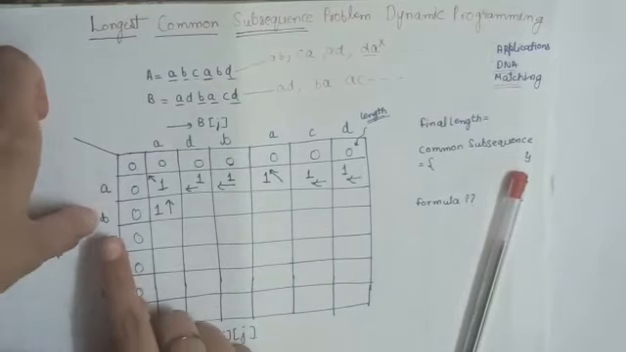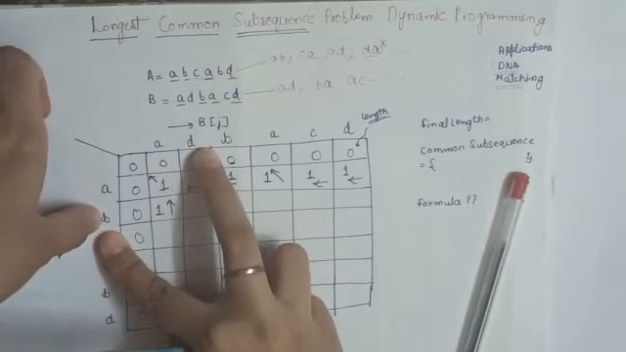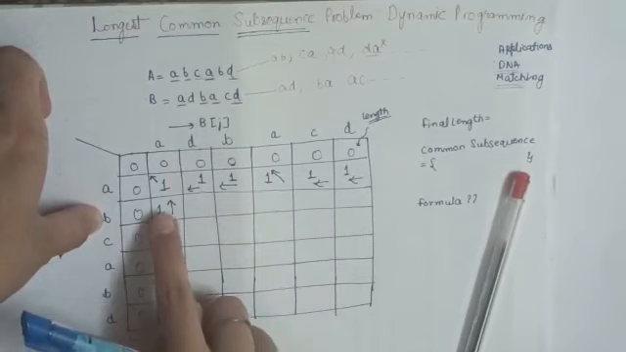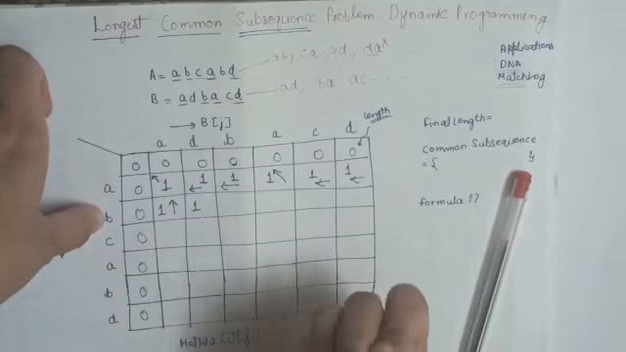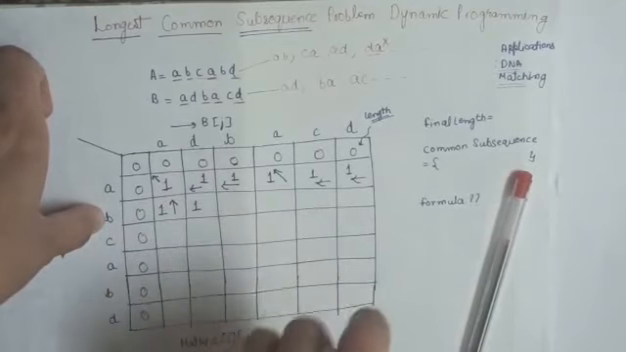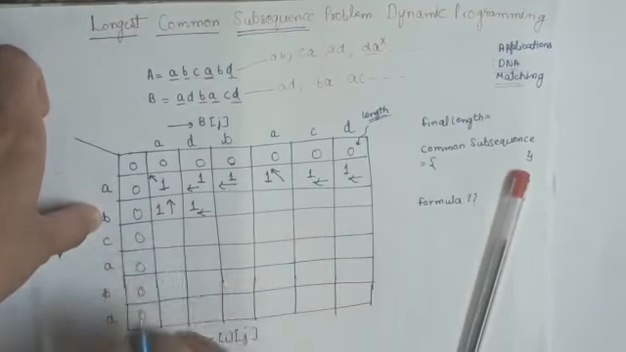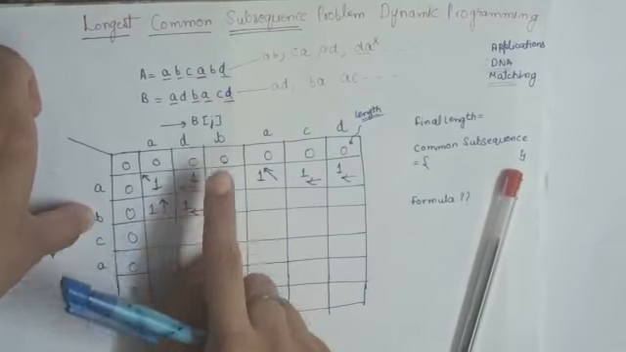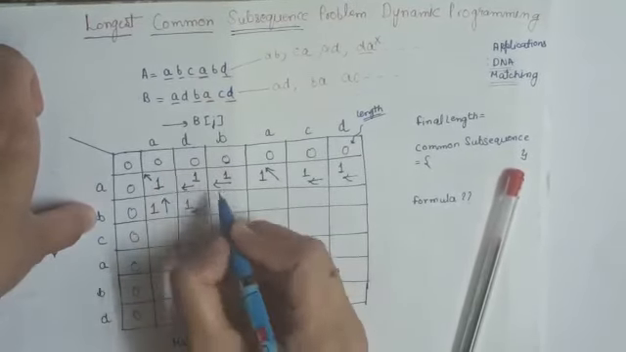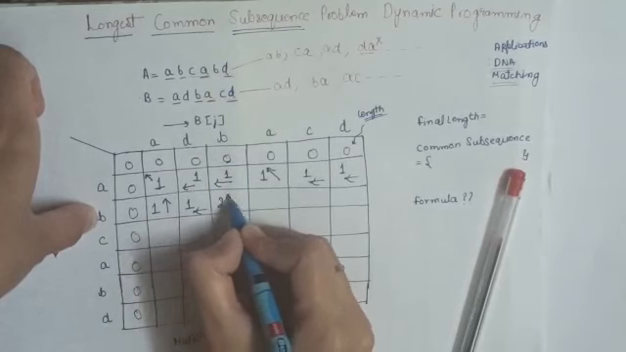Okay, B and D both are different. What I have to do? I have to take the maximum of this and this. What will be the maximum value? 1. From where is it coming? Because both are same, I can put the arrow anywhere I want. B and B both are same, so what I have to do? I have to take diagonal plus 1. 1 plus 1 is 2, and diagonal.